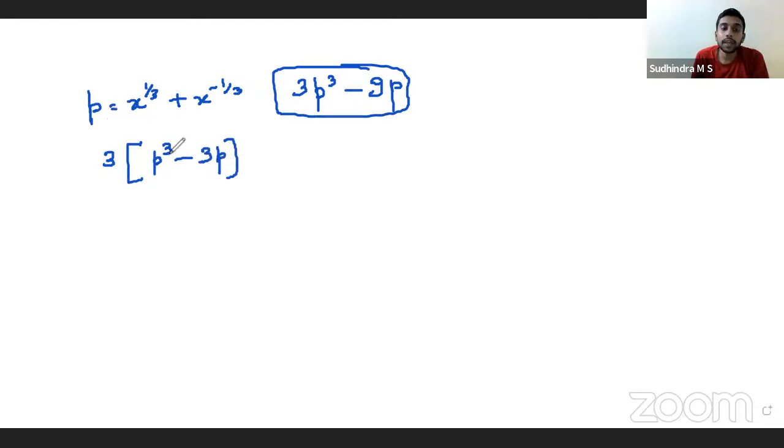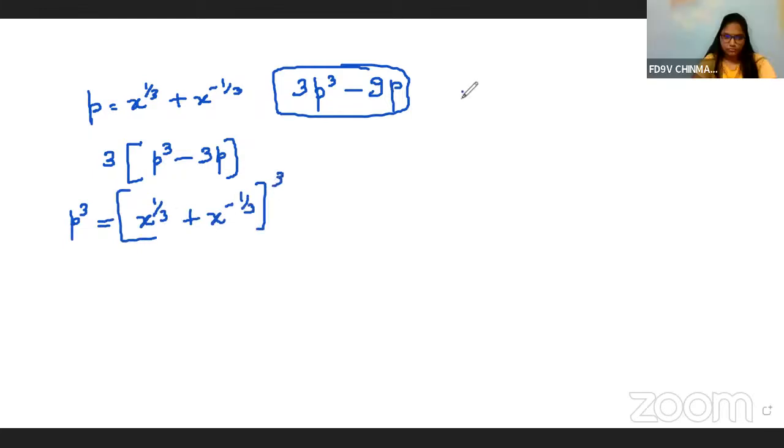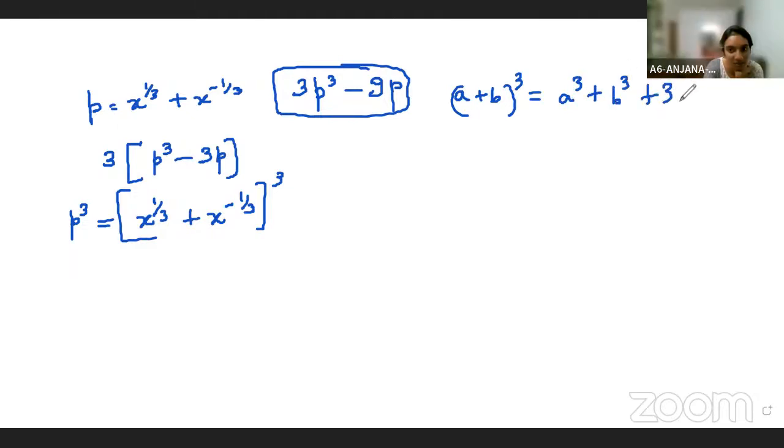Now I know p. Can I calculate p cube? Yes. What is p cube? X to the power of 1/3 plus x to the power of minus 1/3, whole cube. So this is in the form of a plus b whole cube. What is the formula? a cube plus b cube plus 3ab into a plus b.